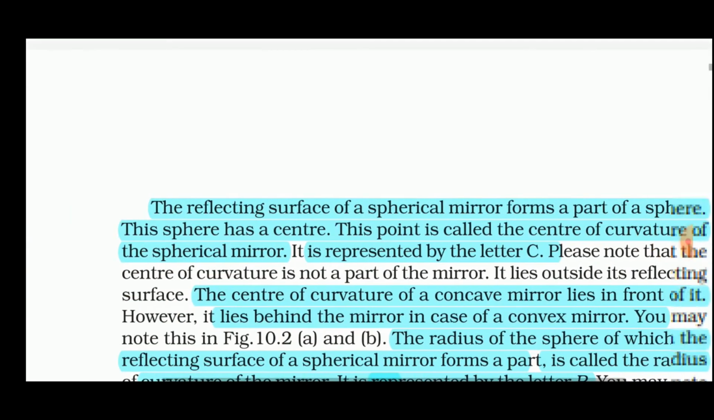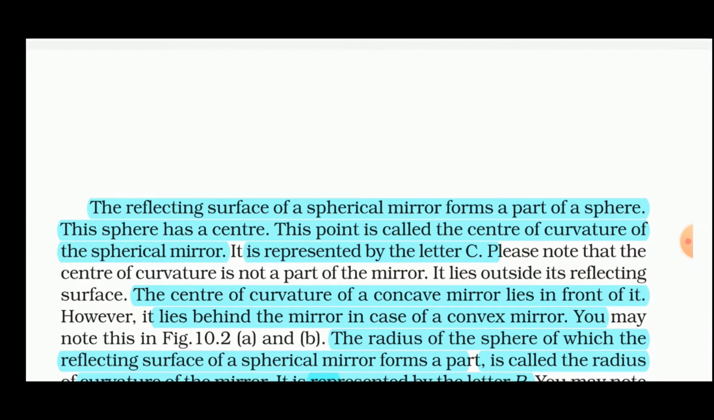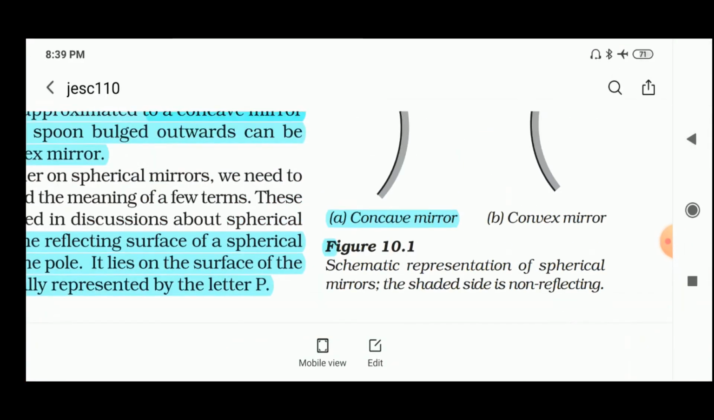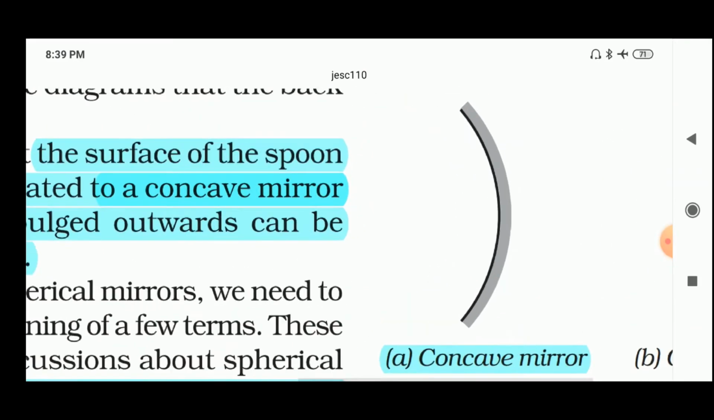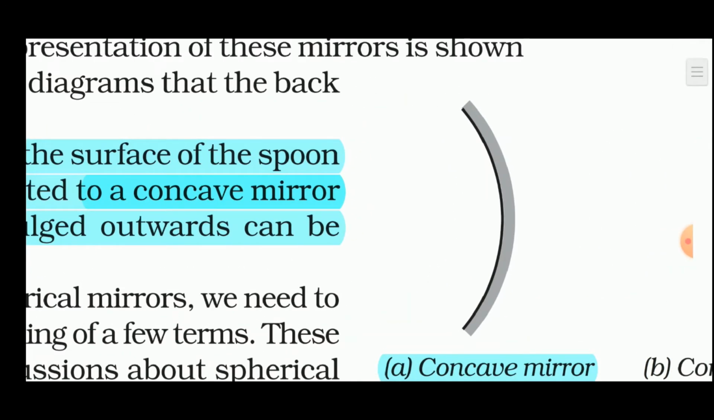The reflecting surface of a spherical mirror forms a part of a sphere. This sphere has a center. This point is called the center of curvature of the spherical mirror. The center of curvature of a concave mirror lies in front of the mirror. See here, this is the concave mirror, and its center of curvature lies in front of the mirror.